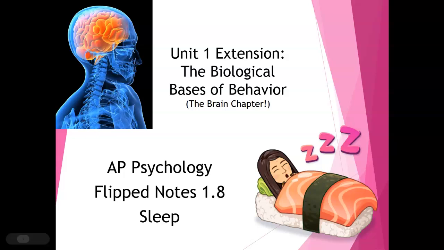Hello, this is the Unit 1 extension of the Biological Basis of Behavior, and this is the first of 3 sections. These are flip notes 1.8 on sleep.